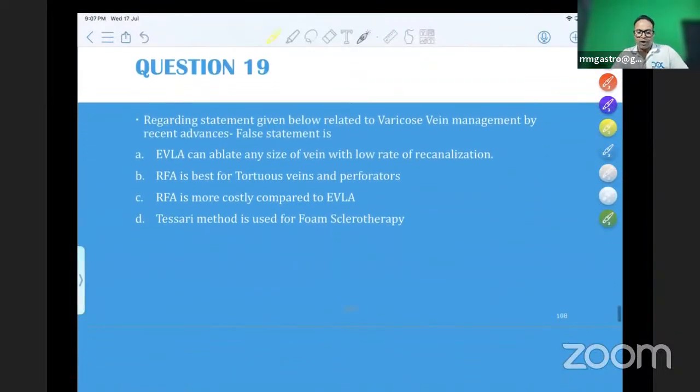So the 19th question: false statement regarding varicose vein management by recent advances. See, the 2020 series was made in such a way by Doctutorials that the session has to be completed in 1 hour. So we want to give 20 concepts in 1 hour. Therefore, we can revise all 20 subjects in 20 hours. That is the plan. That is why I'm a little fast. I hope those who have already prepared, this will be a recall for you.